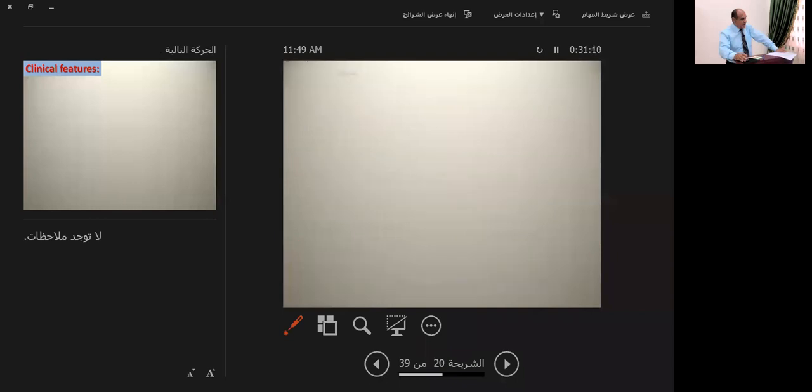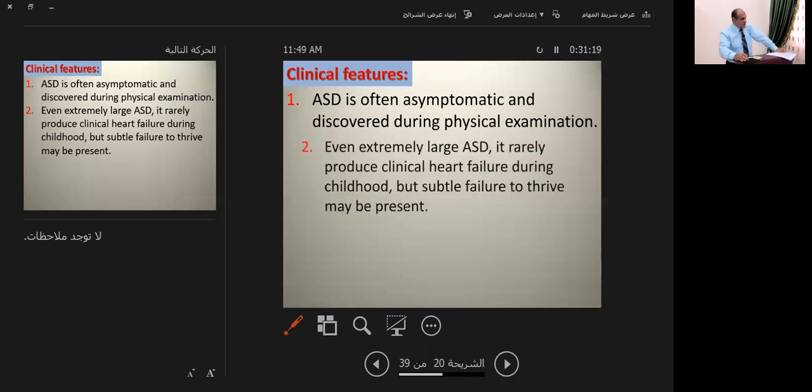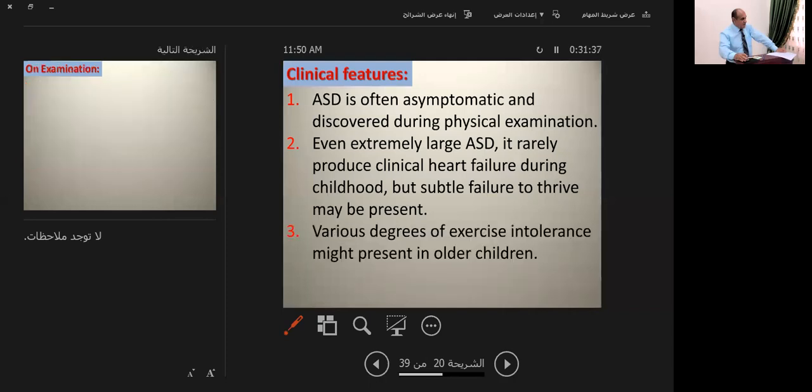Clinical features. ASD is often asymptomatic and discovered during physical examination, routine physical examination. Even extremely large ASD is rarely produce clinical heart failure during the childhood, but subtle failure to thrive may be present due to the mild heart failure. And various degree of the exercise intolerance might be present in the older children.